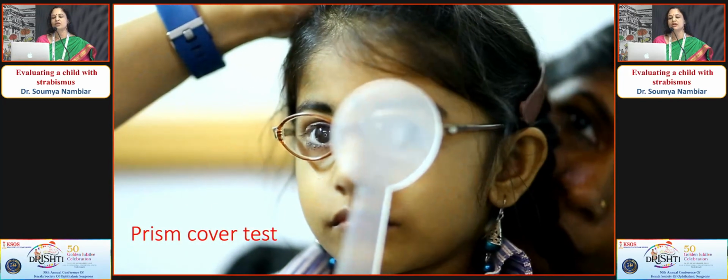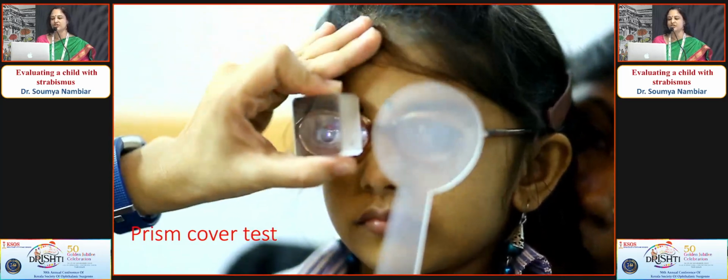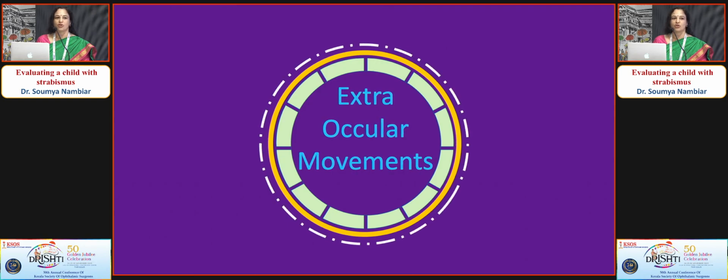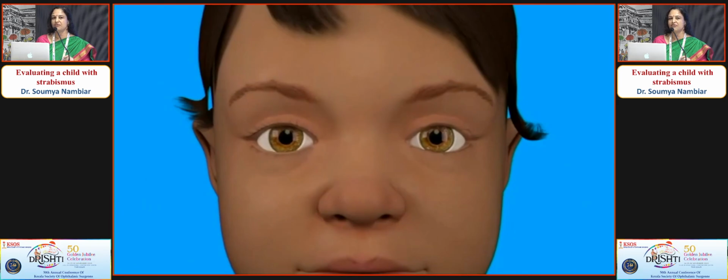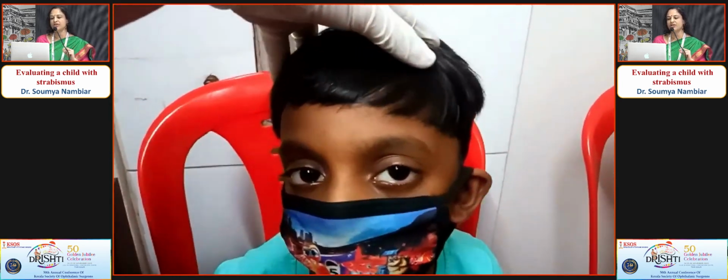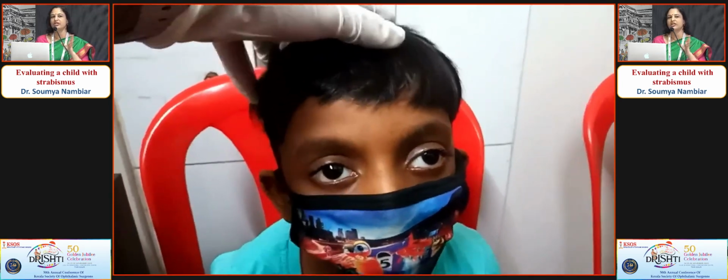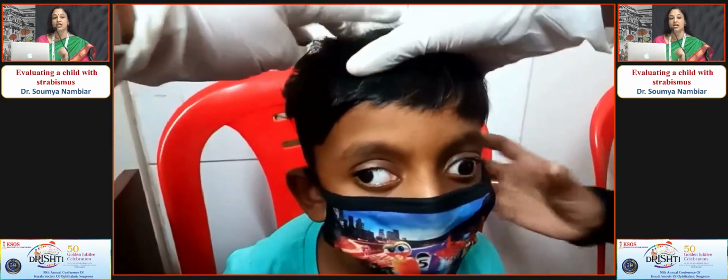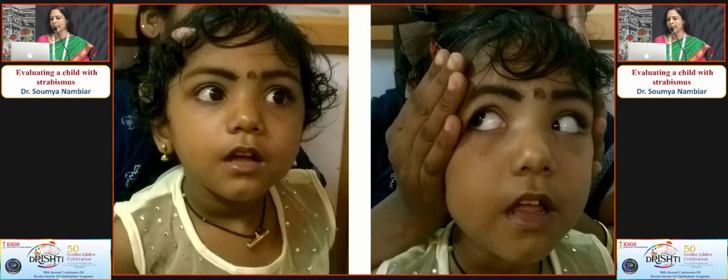This is the prism cover test, which helps in measuring the amount of deviation, as in here I have placed a base-in prism. And always look at the extraocular movements. The next speaker will be talking about the extraocular movements. You have to look at which muscles are being acted on. Remember one thing, that when you are checking a child, always correct the posture, because that is when the deviation will manifest. Then you go on to look for the movements and see if there is a limitation of the extraocular movements. Sometimes if you don't do the extraocular movement examination, you miss out these conditions.